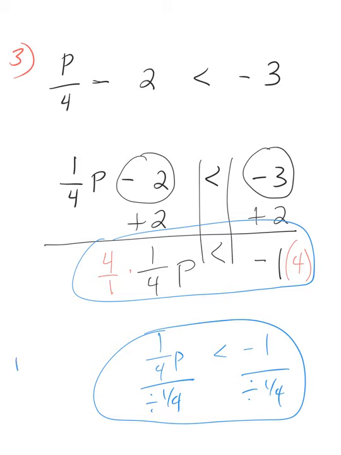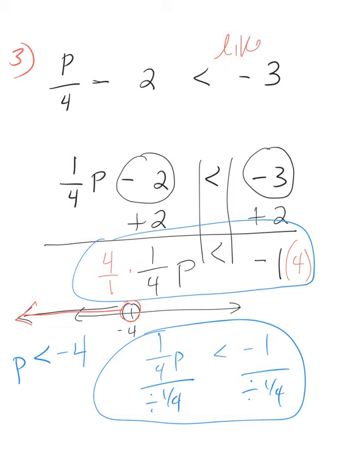So your answer is P is less than -4. Now we need to graph it on the number line. What do I put above the -4 on the number line? It's an open circle to the left. Correct. The line is going this way. This is like number 7.